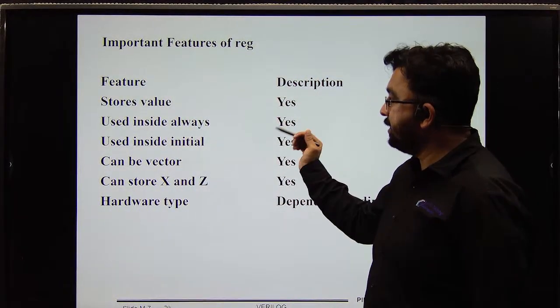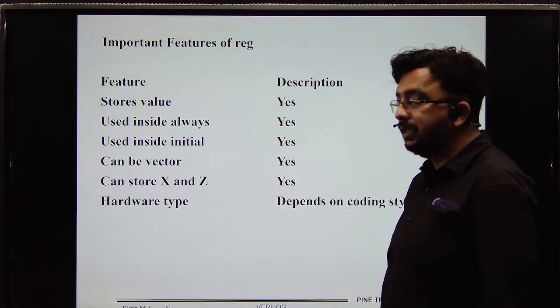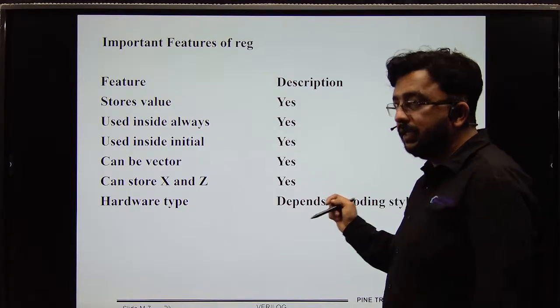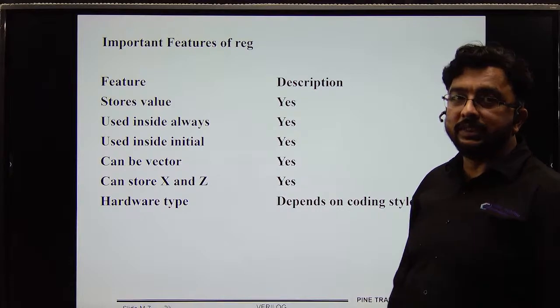Important features of reg: store value, yes. Use inside the always, yes. Use inside the initial, yes. Can be a vector, yes. Can store x or z, yes. And the hardware type depends on the coding style.